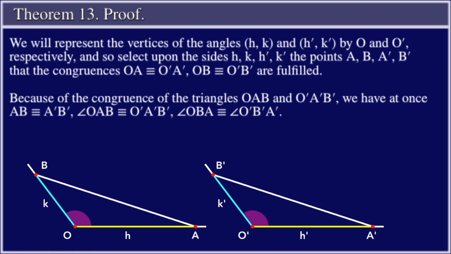Proof: we will represent the vertices of the angles HK and H'K' by O and O' respectively. So select on the sides H, K, H', K', the points A, B, A', B', so that the following congruences are fulfilled. OA is congruent to O'A', and OB is congruent to O'B'. Because of the congruences of the triangles OAB and O'A'B', we have at once AB is congruent to A'B', the angle OAB is congruent to the angle O'A'B', and the angle OBA is congruent to the angle O'B'A'.